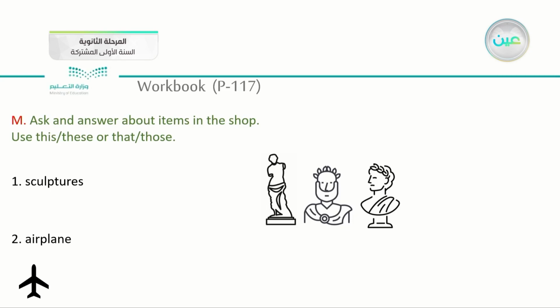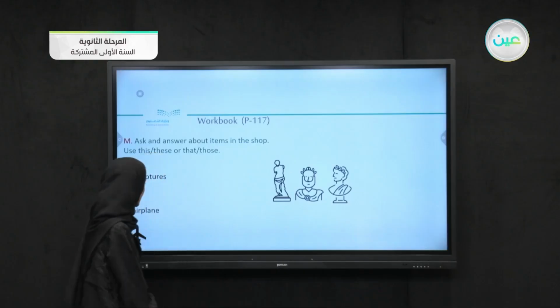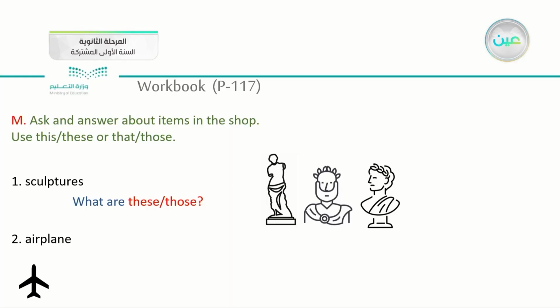At the beginning, we will speak about sculptures. These are sculptures. They could be made of wood or rocks. So, more than one. I will use whether these or those. So, what are these or what are those? If they are here with me, these. If they are away from me, what are those? Then, these or those are sculptures. Notice here, because I'm using these or those, I am using are. Are because it's more than one.